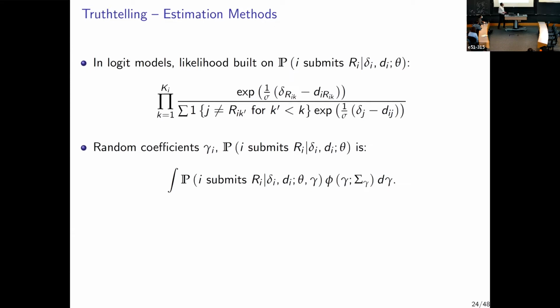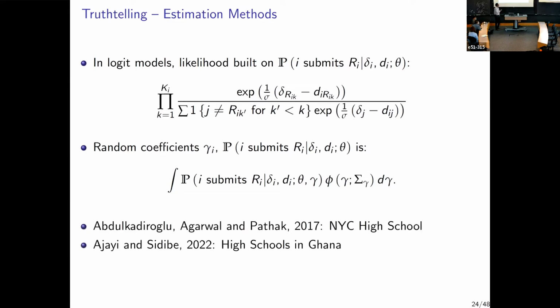If you have random coefficients, it's the same thing, except that you have to integrate over the random coefficient gamma. And again, as the question online said, depending on how you want to parameterize this, if you think that different people may have different outside options, then gamma could be a random coefficient that hits every single inside option, essentially. So there are some papers that have used this approach.